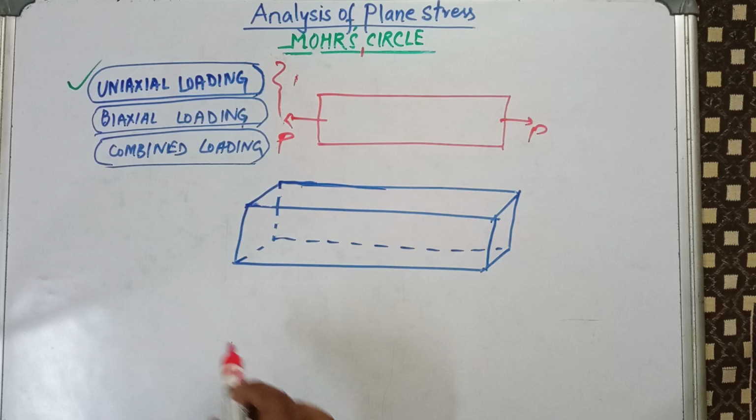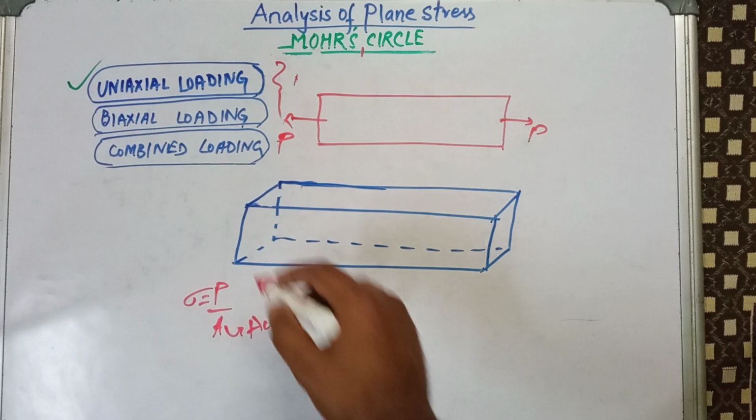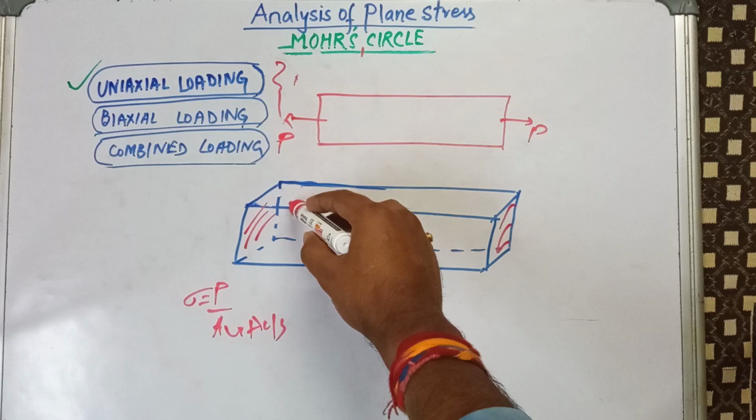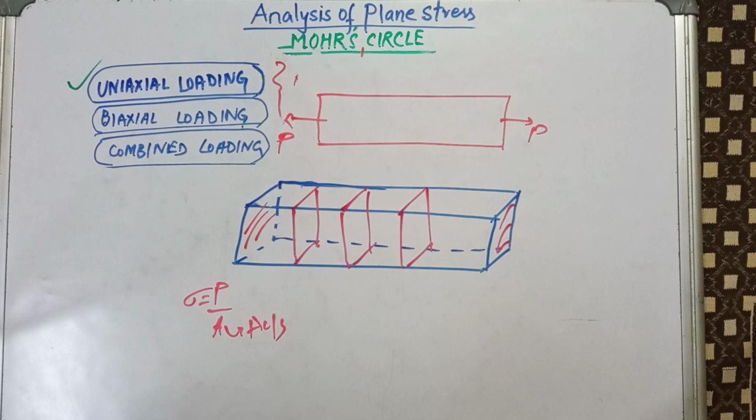Many people will write sigma equals P upon A. I will ask them, what is A? They will say, sir, A is nothing but the cross-sectional area. I will ask them, show me the cross-sectional area. They will say, sir, this is one cross-sectional area. This is also a cross-sectional area. There are infinite number of cross-sectional planes like this. These are cross-sectional planes only, isn't it? In these planes, the stress induced is this.